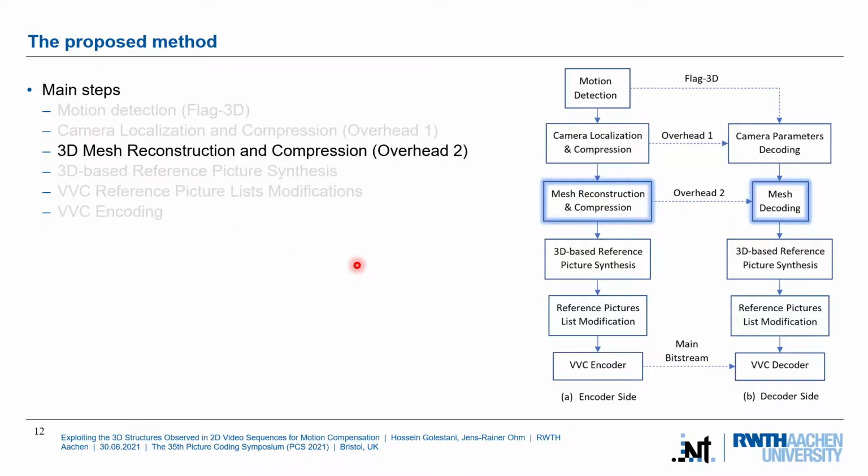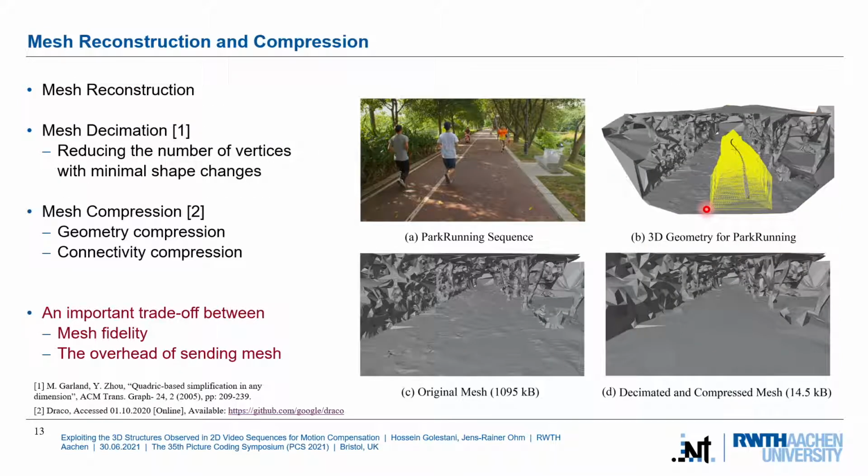Okay, we have camera parameters. It's time to estimate the 3D mesh of the scene, compress it, and send it to the decoder side as the overhead number 2. It's worth mentioning that the decoder doesn't need to do any 3D reconstruction operation. It only receives the encoded 3D data and decodes it. Here, of course, we need to do our best to minimize the overheads.